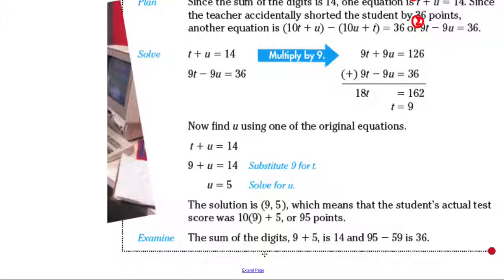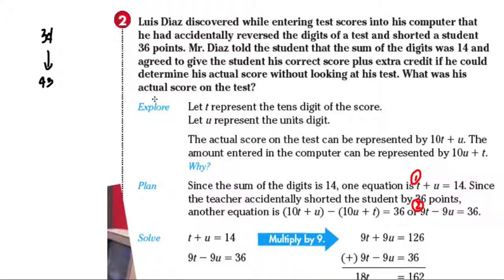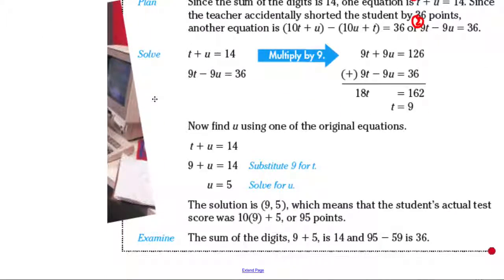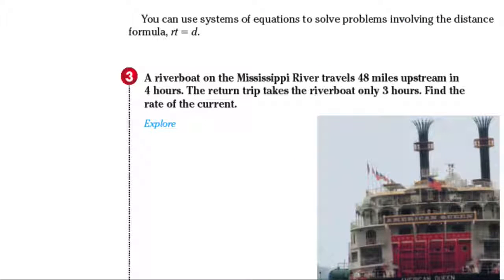Okay, let's take a look at example number 3. In example number 2, we talked about a digits word problem. In example number 3, we're going to go back to distance, uniform motion problem. This is a current problem. You can use systems of equations to solve problems involving the distance formula, rate times time equals distance, so we will use this formula.